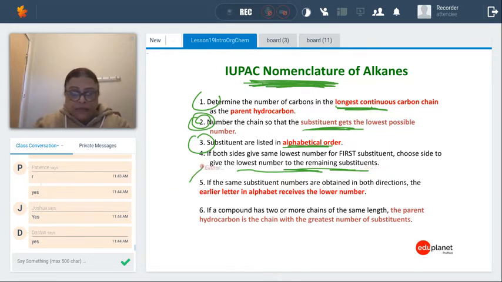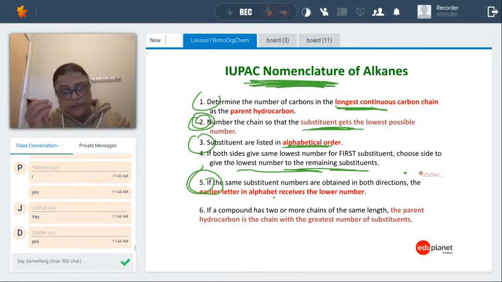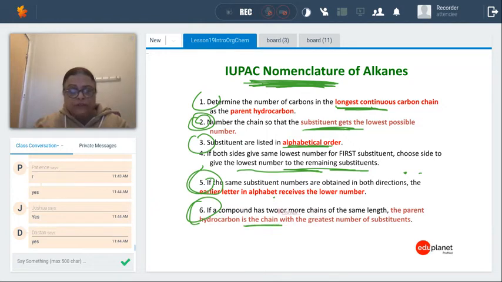Okay? If you have the same molecule, like I showed you, bromo and chloro, the one that gets the smallest number is alphabetically, B before C. And if you have two chains, which one would you choose? You choose the one with the biggest number of substituents. So here you have the summary of all the IUPAC rules of nomenclature.